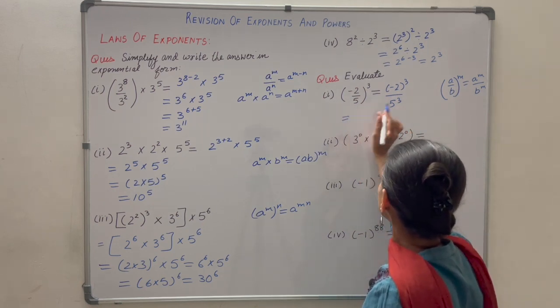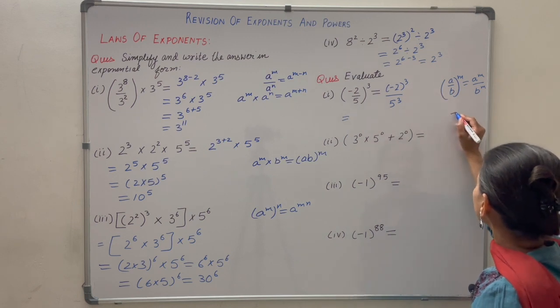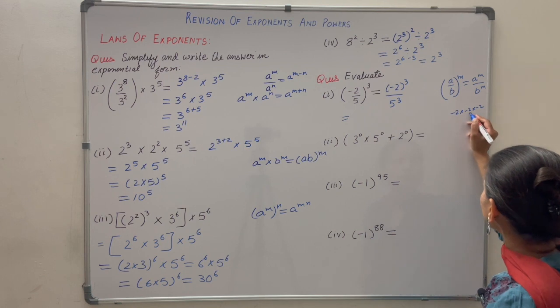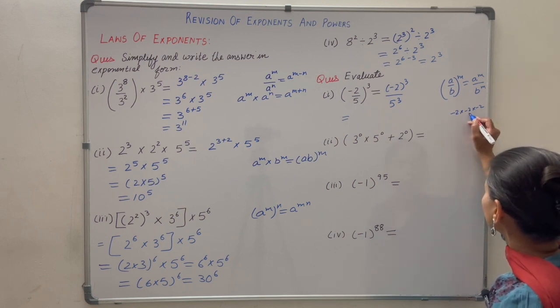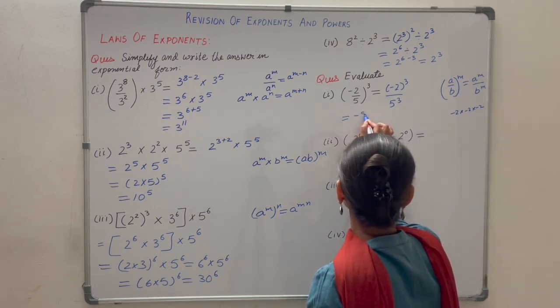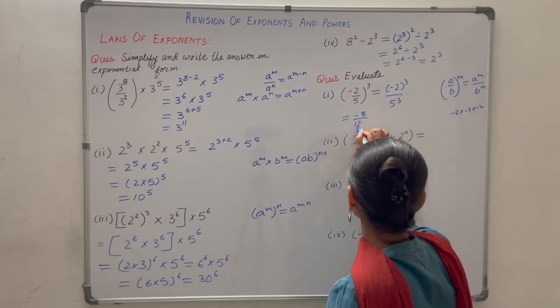So minus 2 raised to the power 3 means you have to multiply minus 2 three times. Minus 2 into minus 2 into minus 2. So minus minus is plus. Again plus into minus is minus. 2 into 2 is 4. 4 into 2 is 8. So you get here minus 8. And this is 5 cube. So 125.